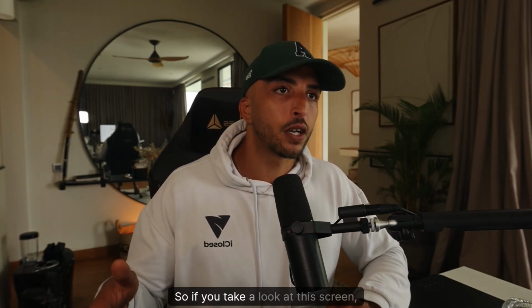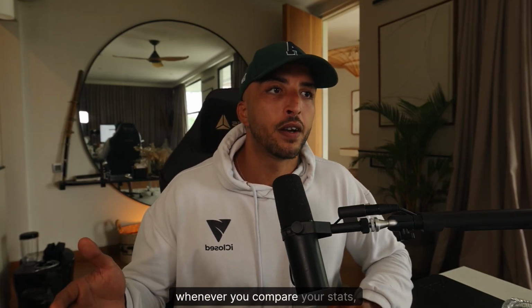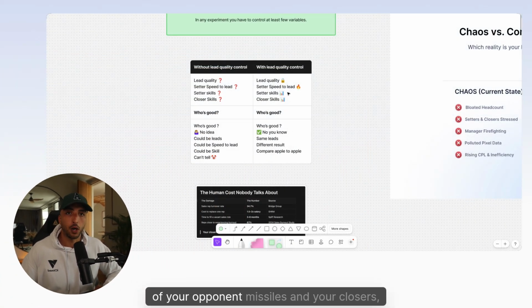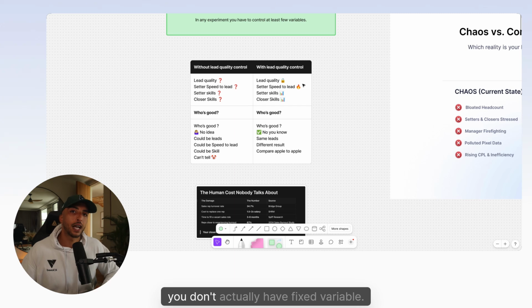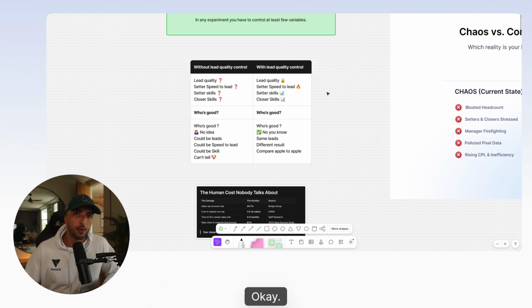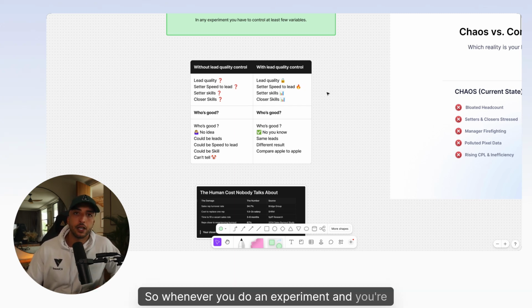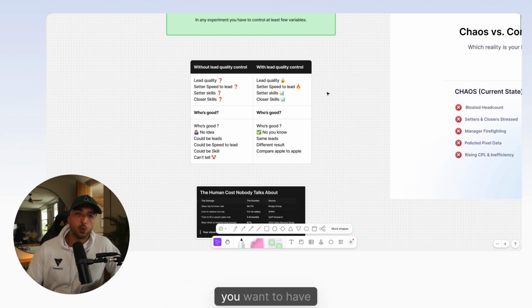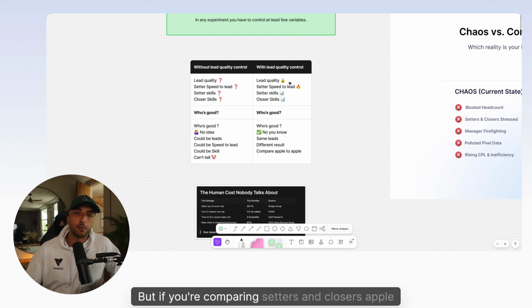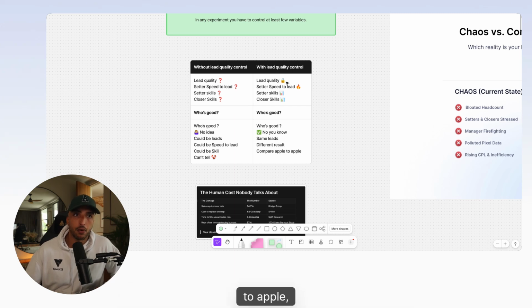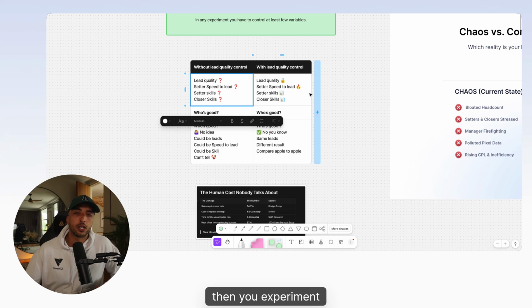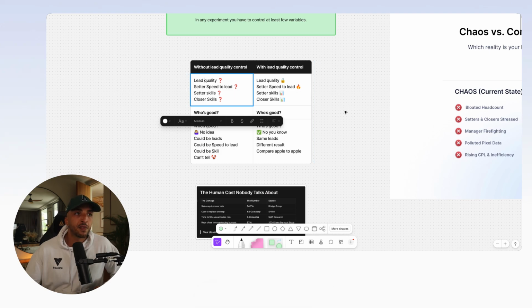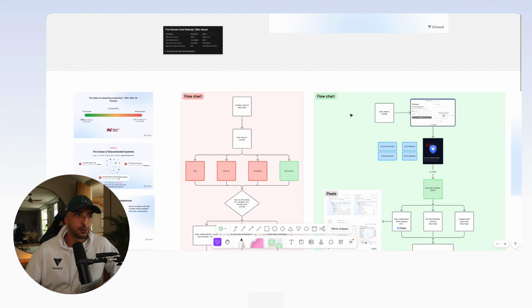Okay, so if you take a look at this screen, whenever you compare the stats of your appointment setters and your closers, you realize that you don't actually have fixed variables. Whenever you do an experiment comparing closers and setters, you want to be able to trust the data. But if you're comparing setters and closers apple to apple, and you don't really know if the leads actually are real, then your experiment is worth nothing. So you want to make sure that the data is real.